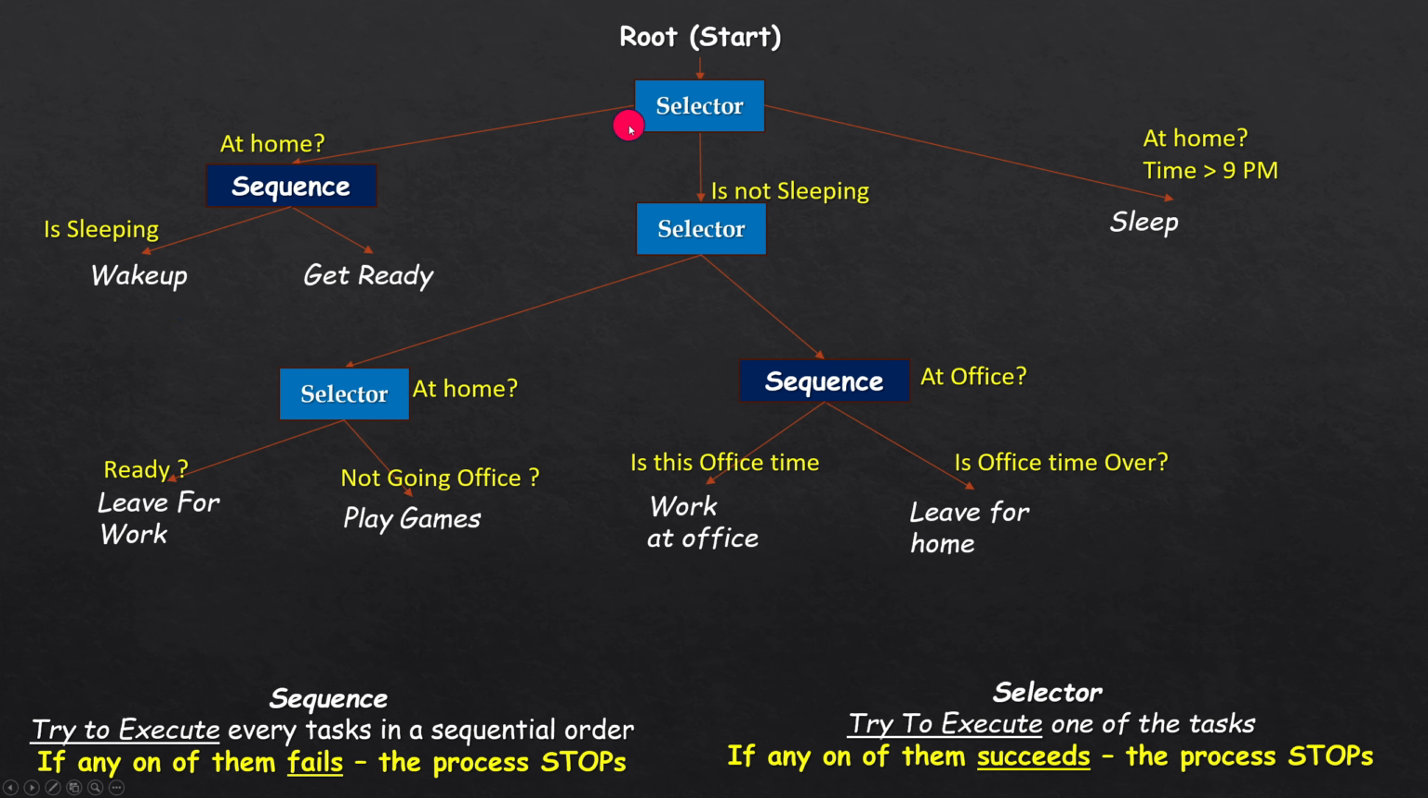The sequence will stop. It will say to selector, I am failed. So that means selector has to find another task that can succeed. So it will go in the order. And the second one is this selector. Now this selector is only allowed to get executed if you are not sleeping. So you are not sleeping because as soon as you wake up, you will make this parameter false. So this will be a true condition. So this selector will go further and it will talk to this selector.